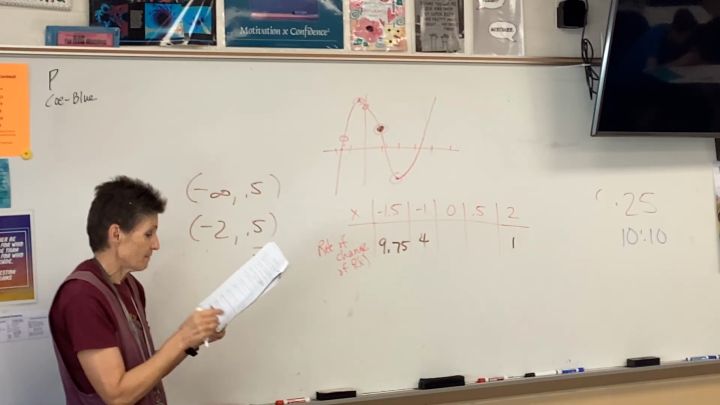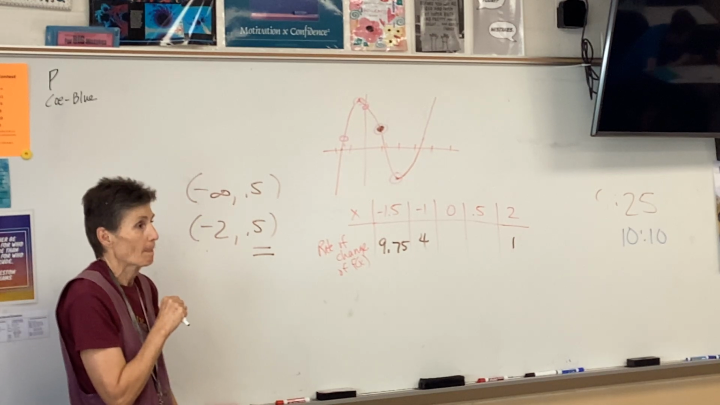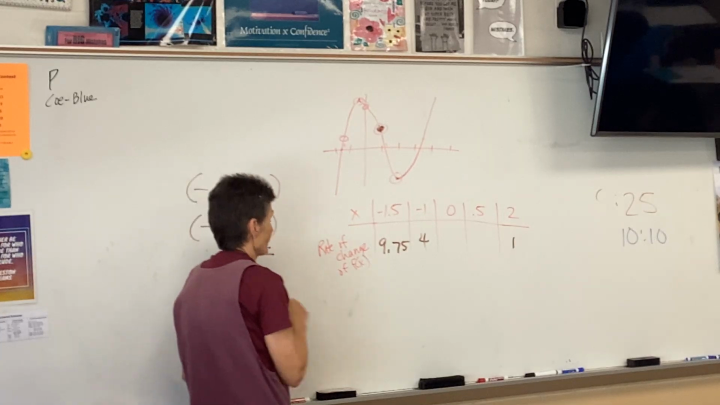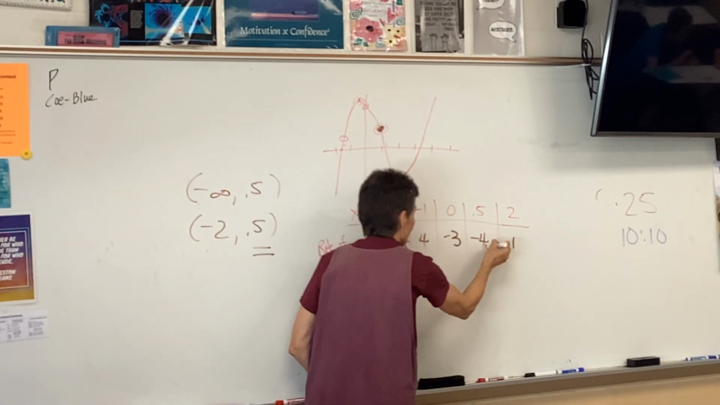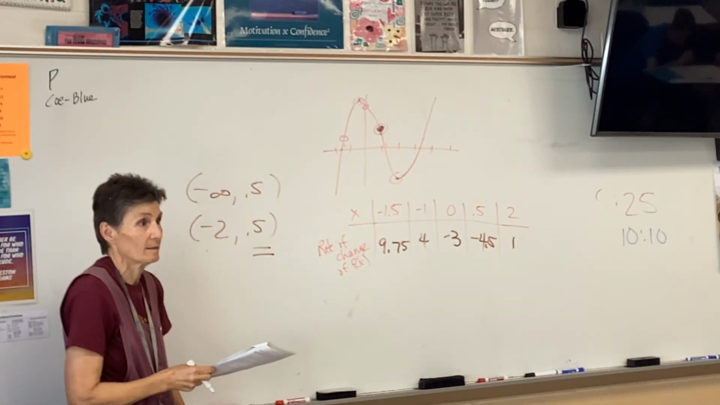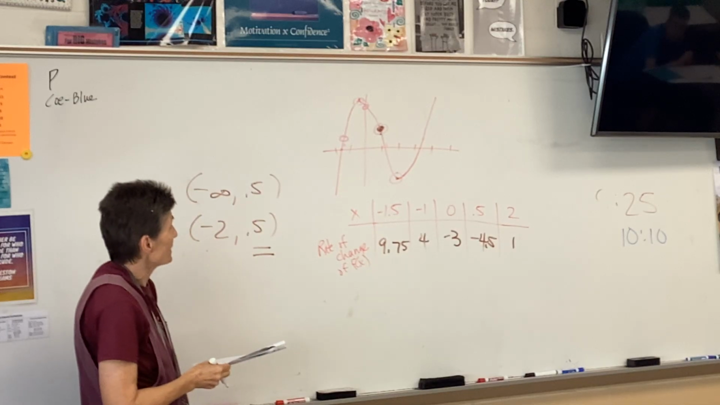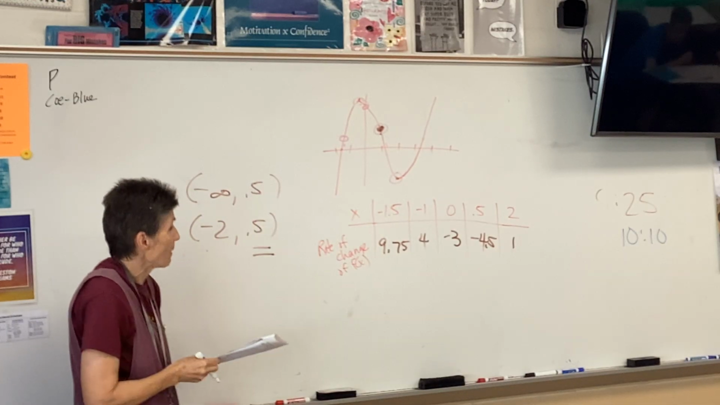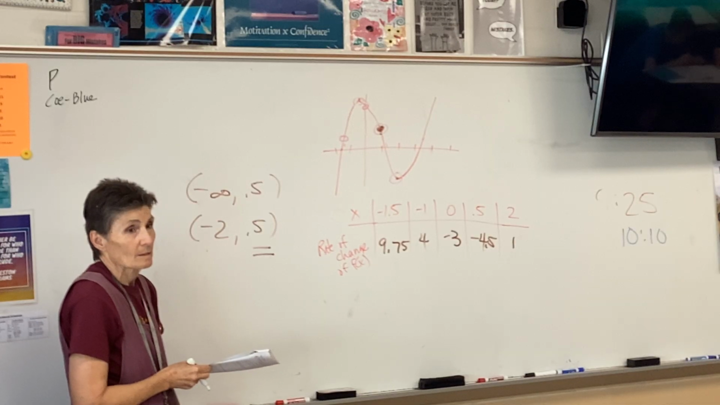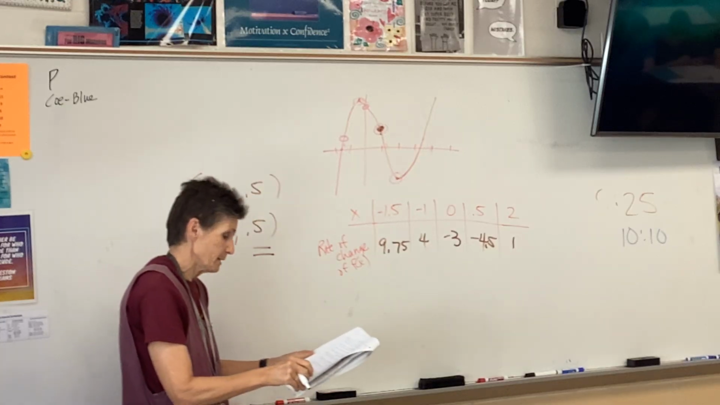All right, how about -3 and -4.5? What do you think? Doesn't it have to be like this? Because if that's our point of inflection, or close to it, we don't know exactly what it is, but it's close to the point of inflection, that has to be steeper than what's happening at 0. Is that okay? There's a lot to think about. It gets really, really confusing.